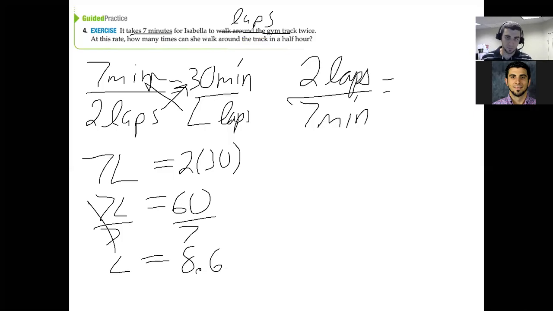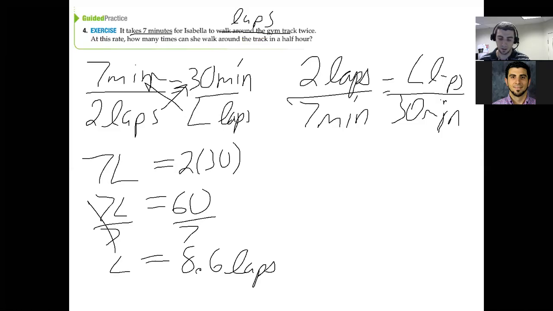8.6 if you round. 8.6 what? Laps. So if she walks at the rate of 7 minutes for 2 laps, then in 30 minutes she can be expected to walk 8.6 laps, so a little bit more than 8.5 laps. Now, if you set it up the other way, 2 laps over 7 minutes, then you would do L laps over 30 minutes.